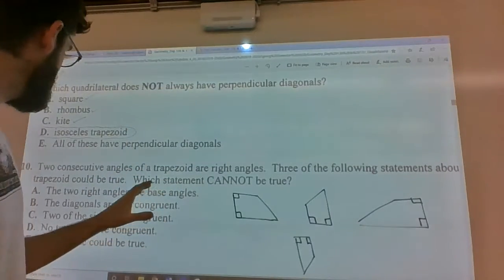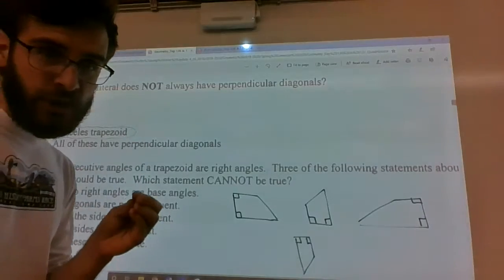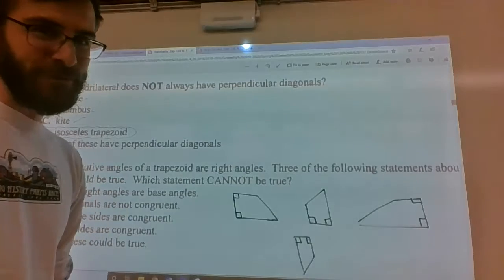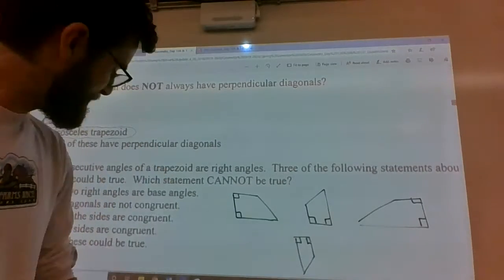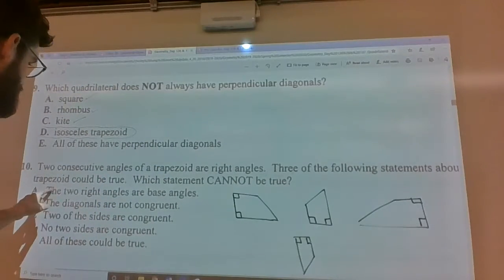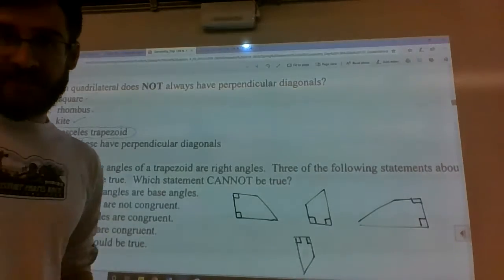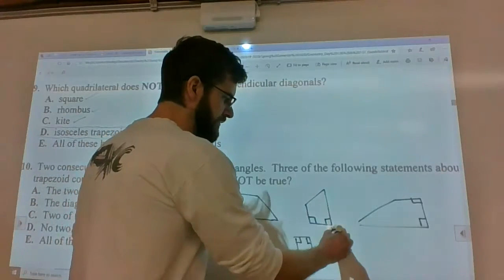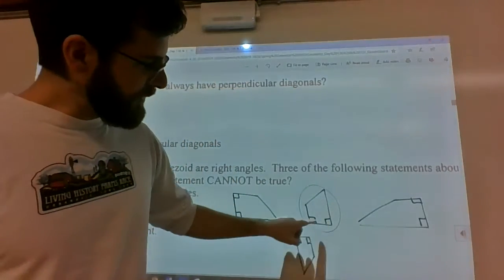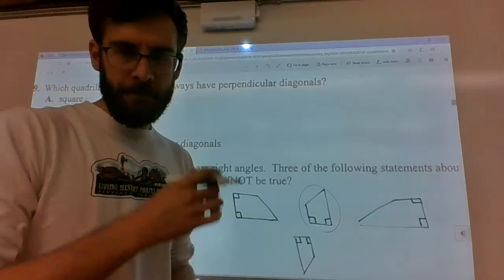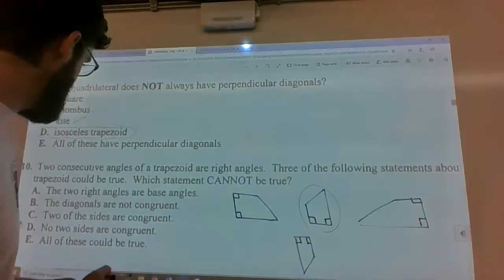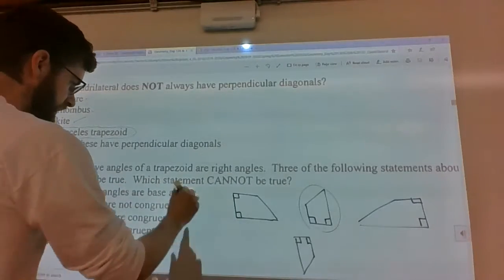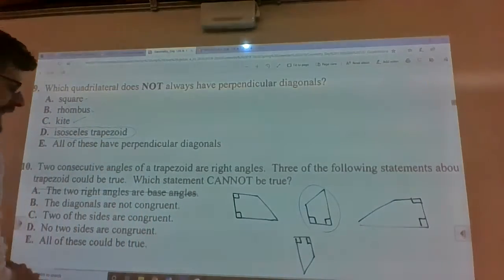So let's check this. 3 of the following statements about the trapezoid could be true. Which statement cannot be true? They're really making us ponder this. So the 2 right angles are base angles. I found one. Those would be considered base angles, so this one could be true. Which cannot be true? So A, out of the question.